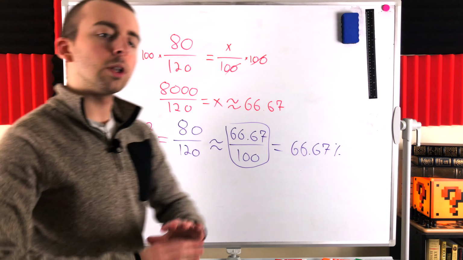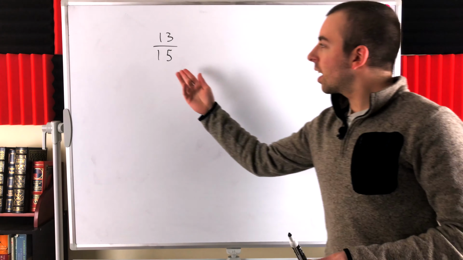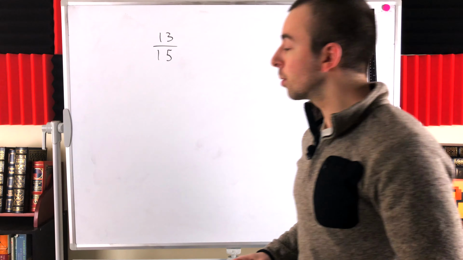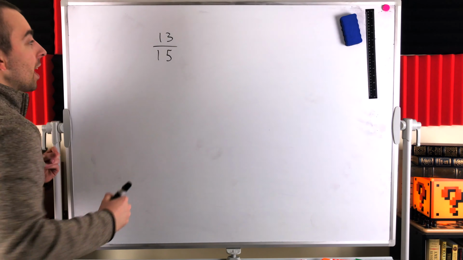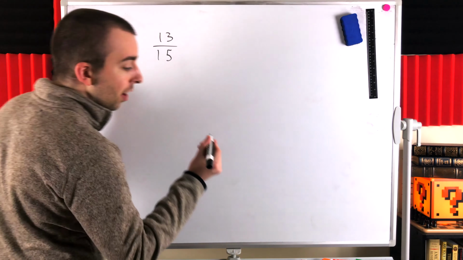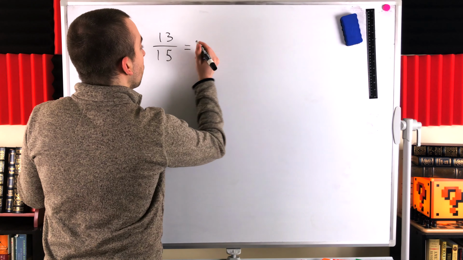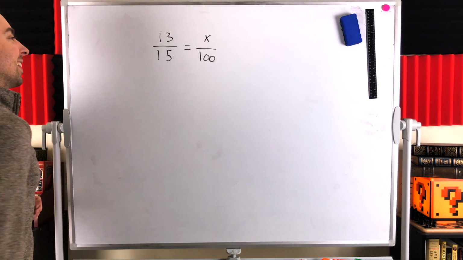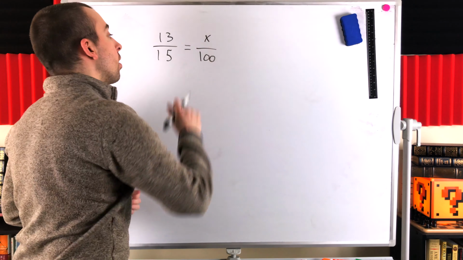So let me erase it and we'll go through another example. So say we've got the fraction 13 over 15. What is this fraction as a percentage? Well, of course, we don't know yet because it's not written in terms of hundredths. So we would set it equal to x over 100 because we would like it to look something like that. Then all we have to do is solve for x.